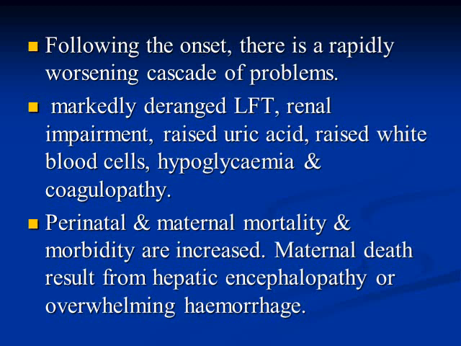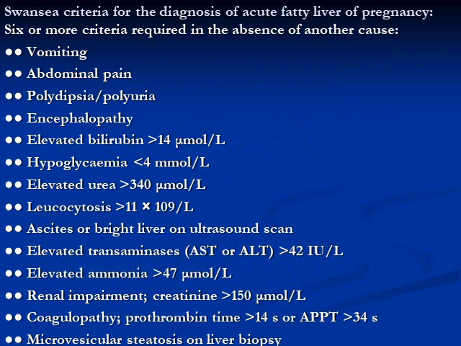So the perinatal and maternal mortality and morbidity are increased, and maternal death results from hepatic encephalopathy or overwhelming hemorrhage. Because again, there is some sharing of the symptoms and signs and the lab investigations with preeclampsia and HELLP syndrome, there are certain criteria which are documented and required for the diagnosis of this disease. It is called the Swansea criteria. The presence of six of these criteria will predict the presence of acute fatty liver of pregnancy.